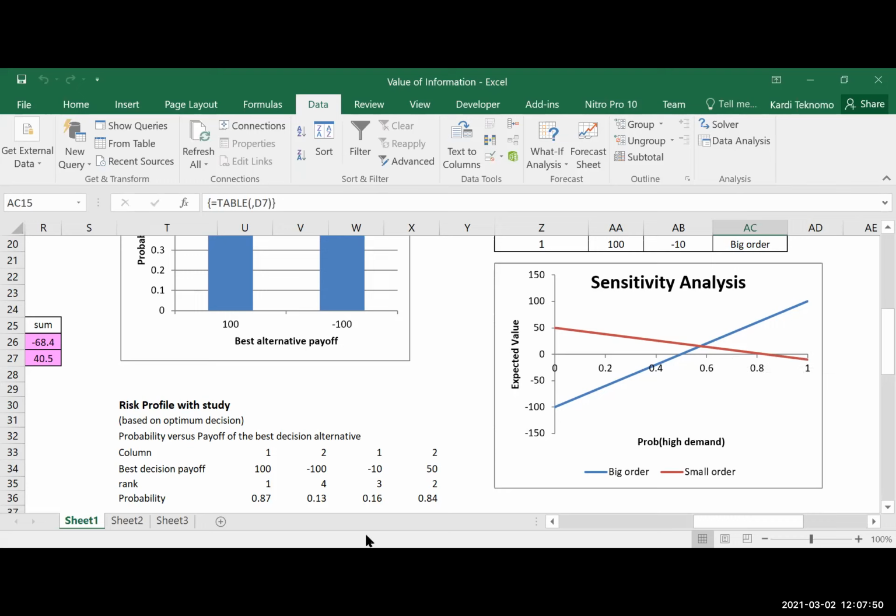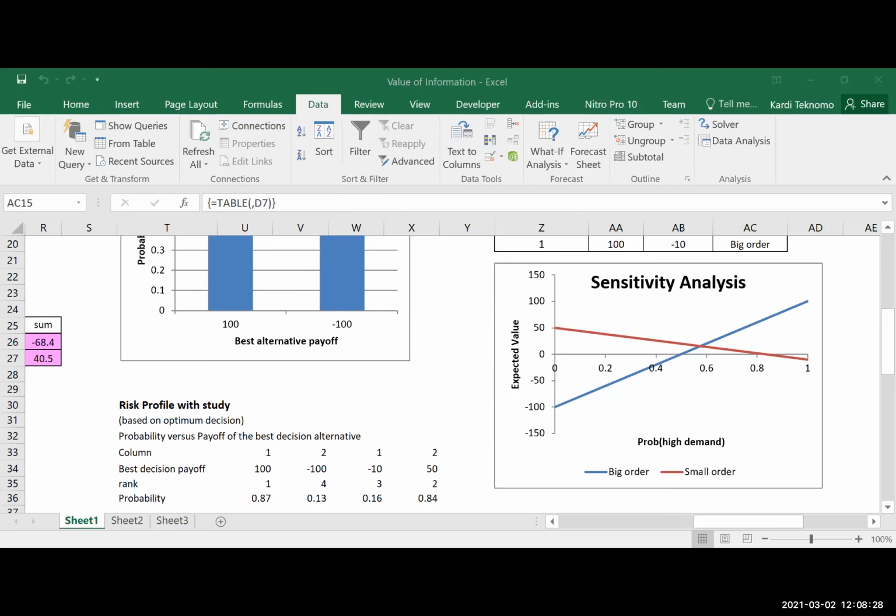Up to here, do you have any question? Is it clear? Okay, I will test it. Lillian, can you explain what you just learned about the sensitivity analysis and risk profile? What did you just learn?